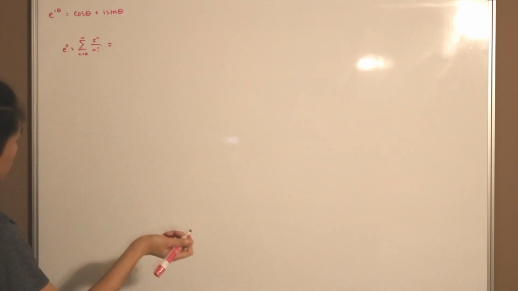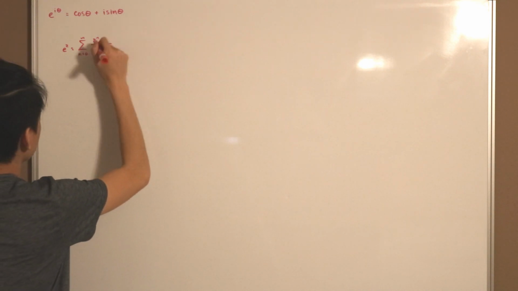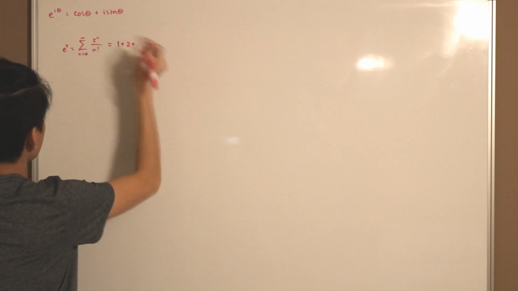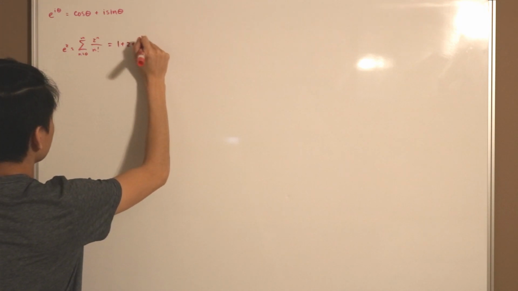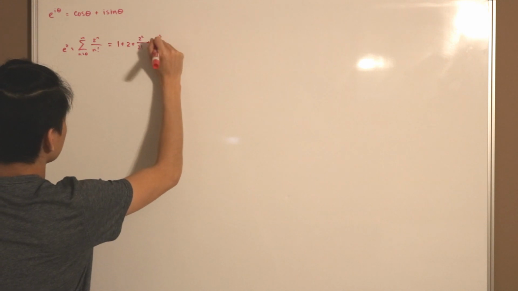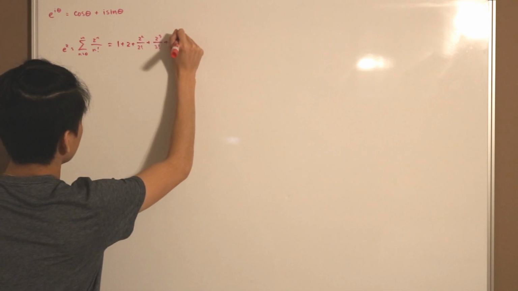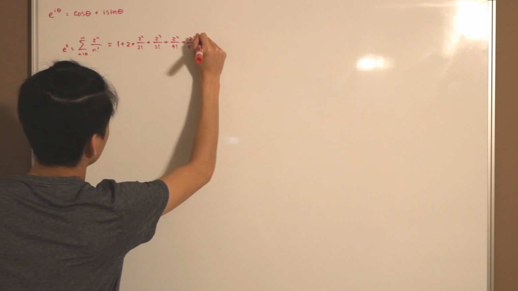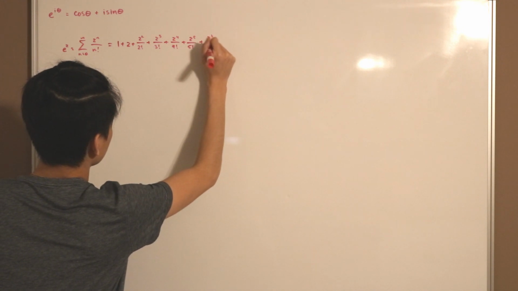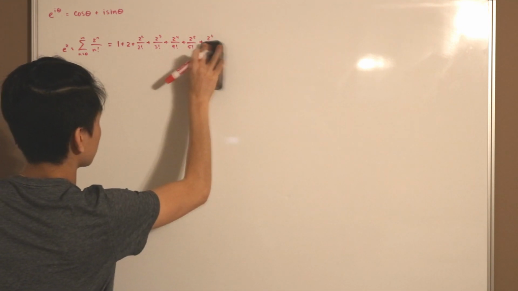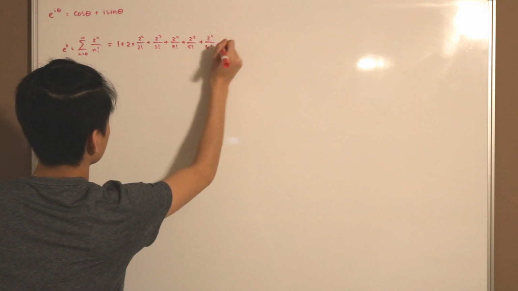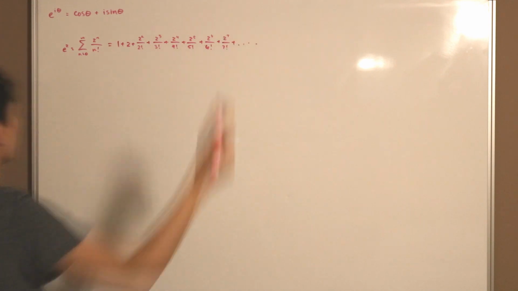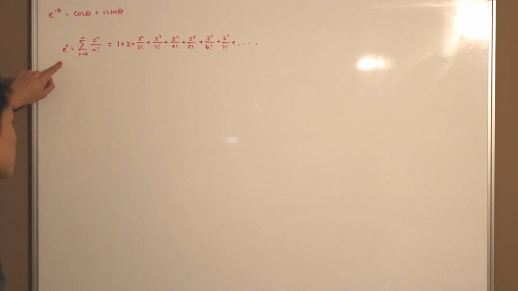And so when we plug in our n's, we get the expansion as 1 plus z plus z squared divided by 2 factorial plus z cubed divided by 3 factorial plus z to the 4th over 4 factorial plus z to the 5th over 5 factorial plus z to the 6th, oops, that's supposed to be a 6, over 6 factorial plus z to the 7th over 7 factorial plus dot dot dot and so on. So this is the Taylor expansion for e to the z.